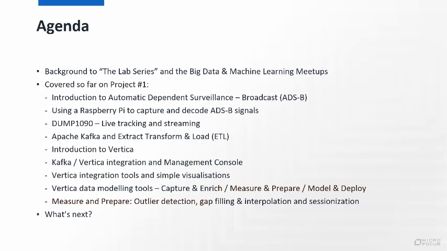I will start off by giving a brief introduction to the Big Data and Machine Learning meetups and the lab series. Then moving on to discussing the first project in the lab series, providing a high-level overview of automatic dependent surveillance broadcast and how, using a Raspberry Pi and some open source software, we can capture and decode the ADS-B radio broadcast signals. With a continuous stream of data, we then look at using Apache Kafka as a messaging bus, being fed with messages via an ETL process. Next in this project, we look at capturing this streaming data in a Vertica database.